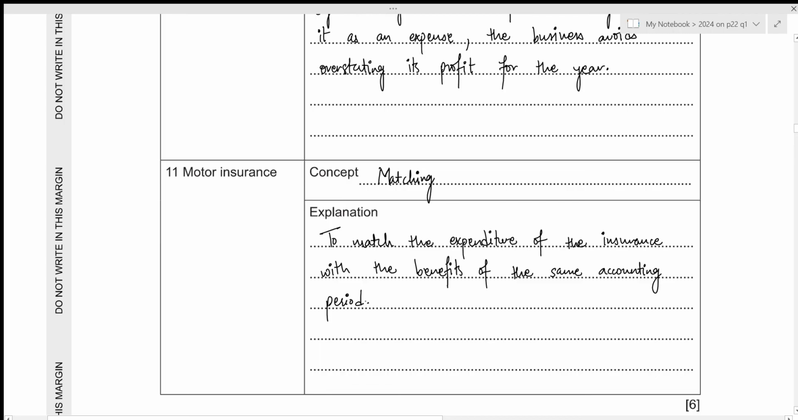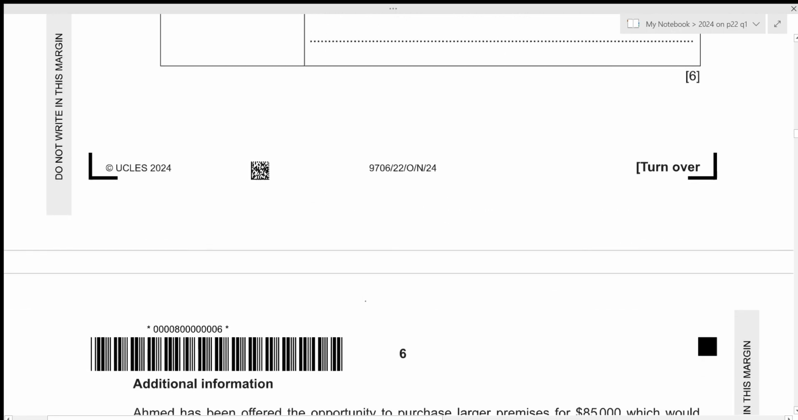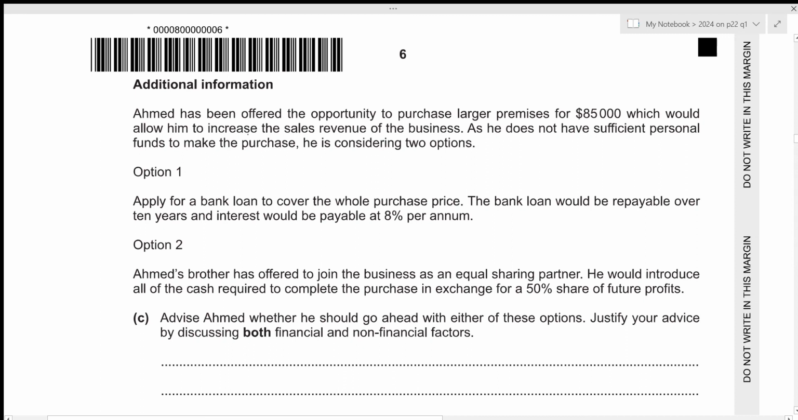That is all for the second part. Now let's move towards the third one. We have been given additional information.